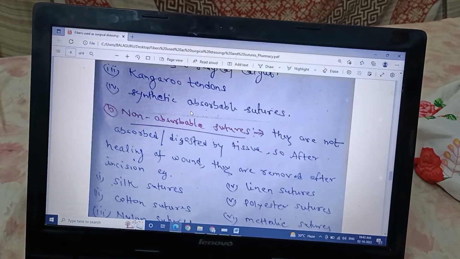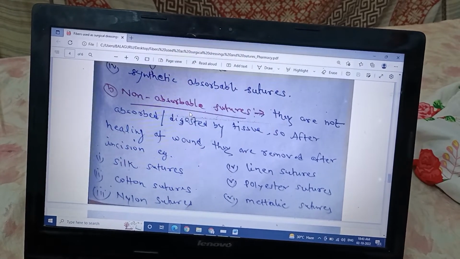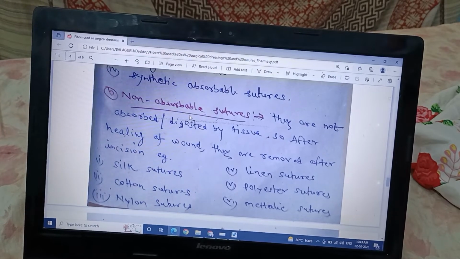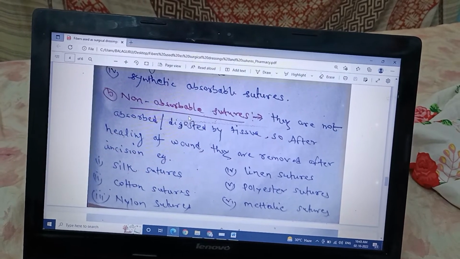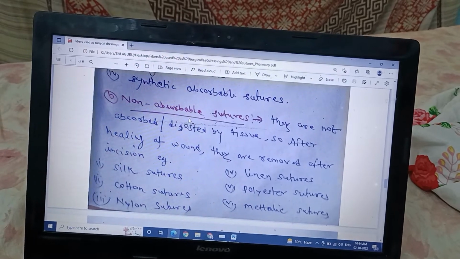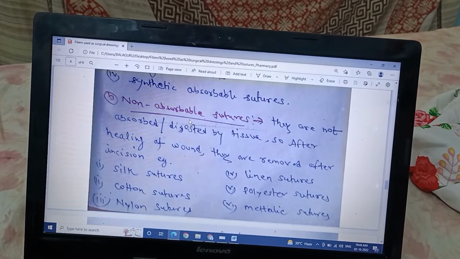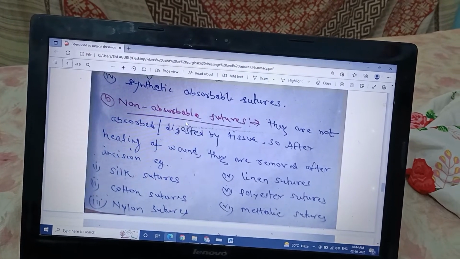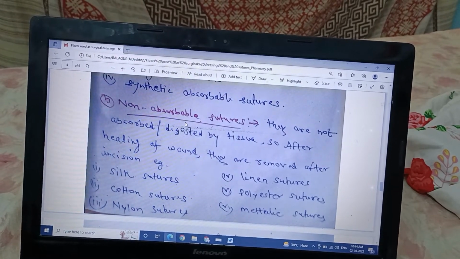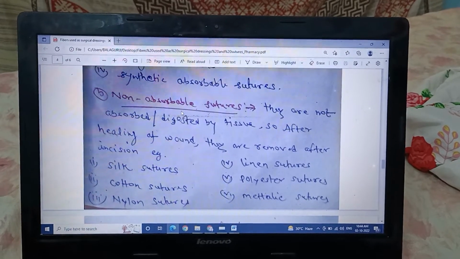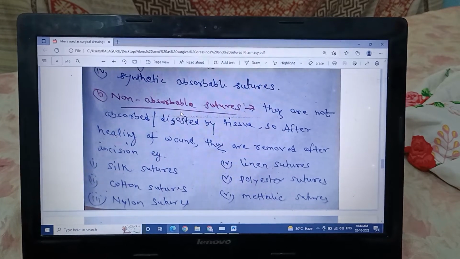The second group is non-absorbable sutures. They are not absorbed or digested by the tissues, in contrast to the absorbable suture. So they cannot be absorbed by the tissues, and after healing of the wound they are removed. Some of you may have experienced this kind of suture.